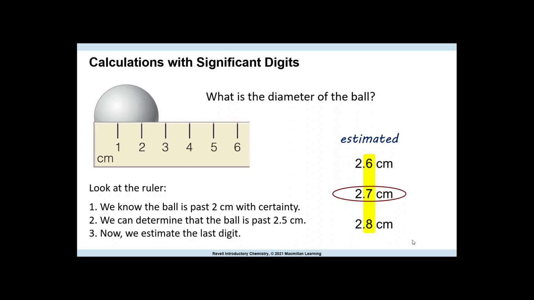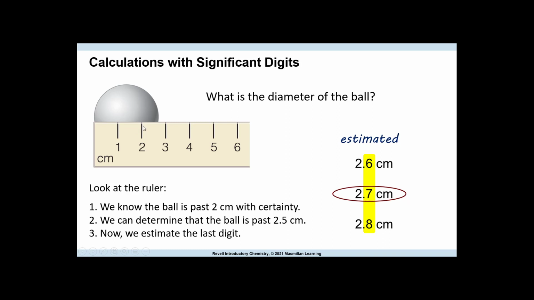We want to look at the diameter of this ball. If we look at the diameter of the ball, let's understand how to read this ruler. What is certain and what is not certain? So now if we look at this, we know that this is a 1. It's certain. We know 2 is certain. We no longer have any more certainty.